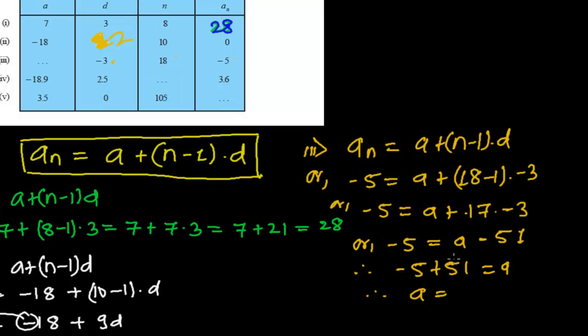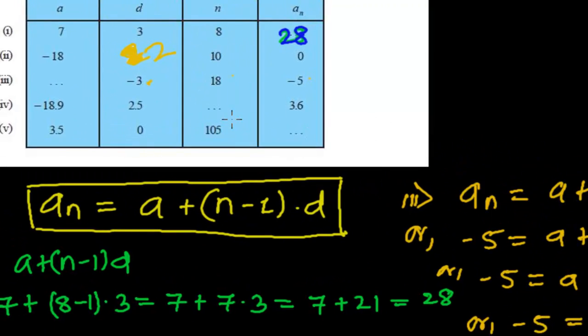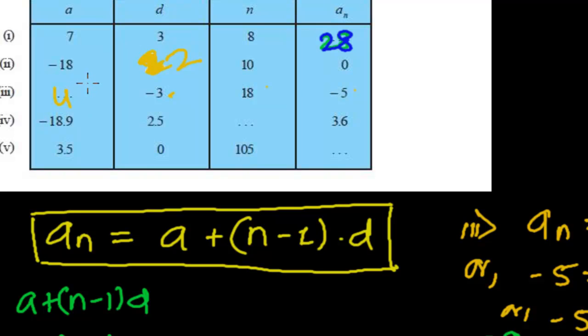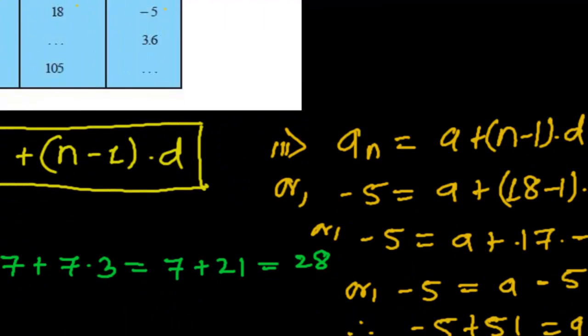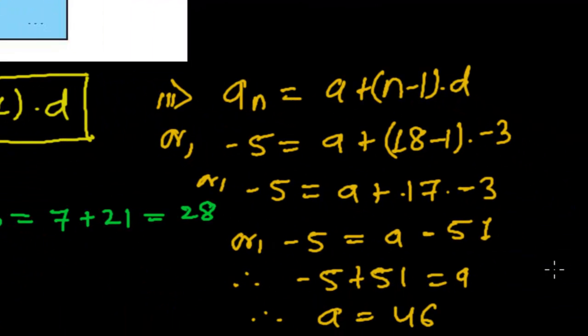Therefore a equals 51 minus 5, that is 46. So the value of a we got here is 46. So the first term was 46.